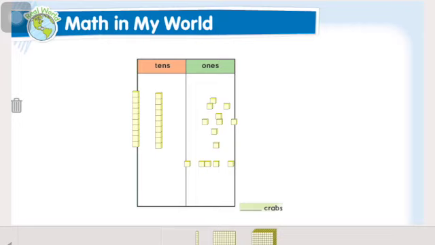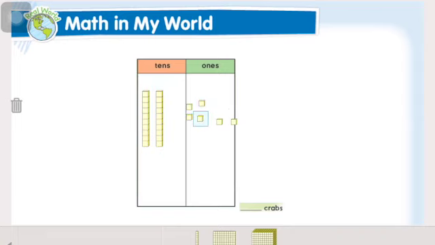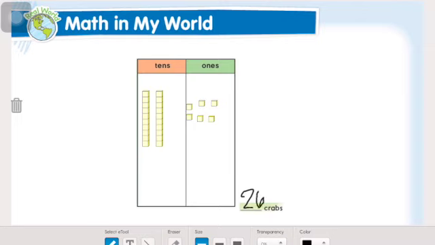So now I need to take away 8. So 1, 2, 3, 4, 5, 6, 7, and 8, which leaves me with 10, 20. 1, 2, 3, 4, 5, and 6. Is that what you ended up with? So let's write in here 26 crabs. Can you draw 2 tens and 6 ones into your frame as well?